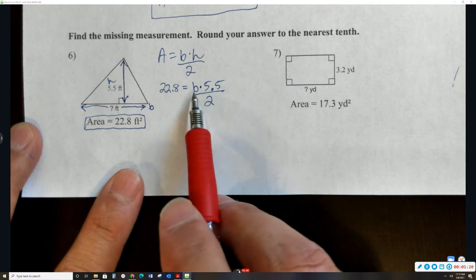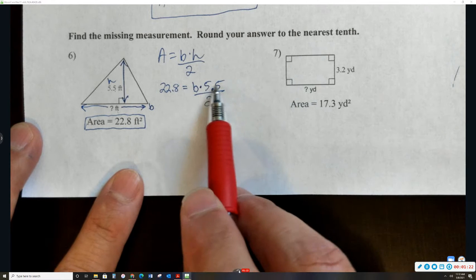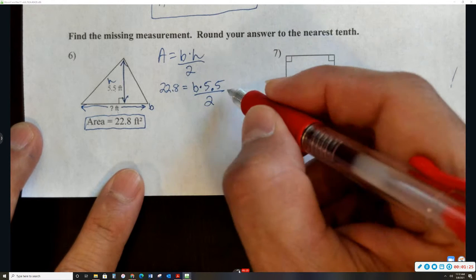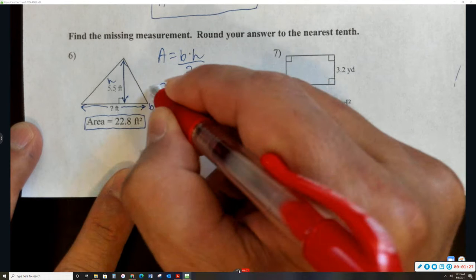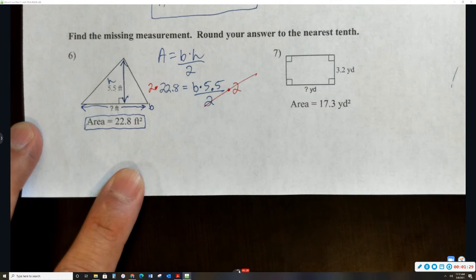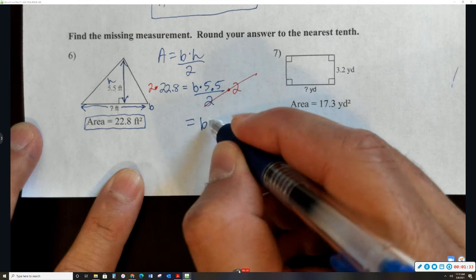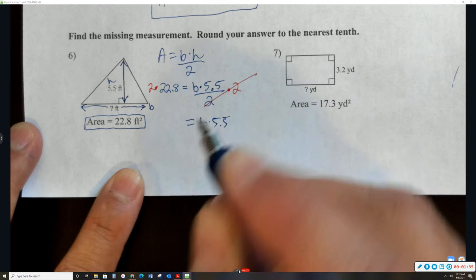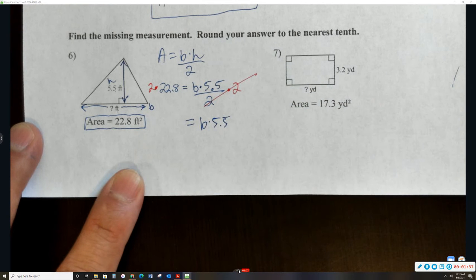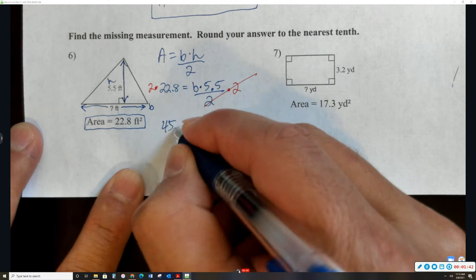So whenever we're solving for B or H, it doesn't matter which one we were solving for, the first thing you have to do is multiply both sides by 2. That's going to undo the dividing by 2. And then we have B times 5.5. And then what is that? 22.8 times 2. That's 45.6.